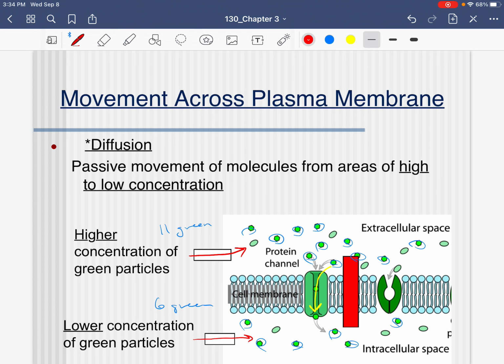Sometimes we diffuse through a channel. Other times we can diffuse right through, if it's a small particle, sometimes we can diffuse right through the phospholipids.